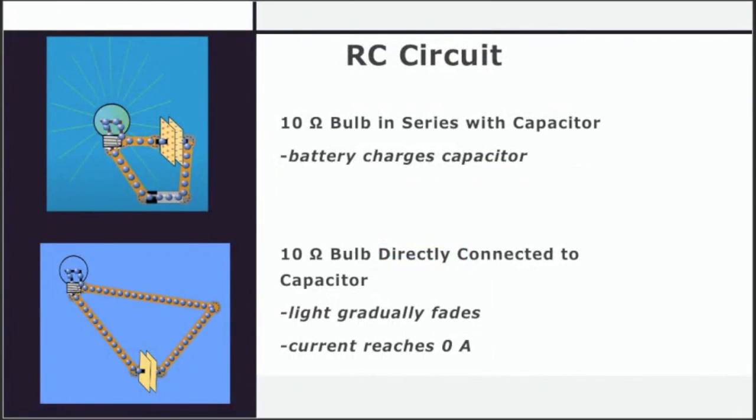We were then asked to investigate RC circuits. When a 10 ohm bulb and capacitor were connected in series with a 9 volt battery, the light bulb initially was very bright but faded very quickly. Also, since the battery is present, it is able to charge the capacitor. When the battery is removed and the capacitor is connected directly to the bulb, it starts out very bright and slowly dims and the current approaches 0 amps.